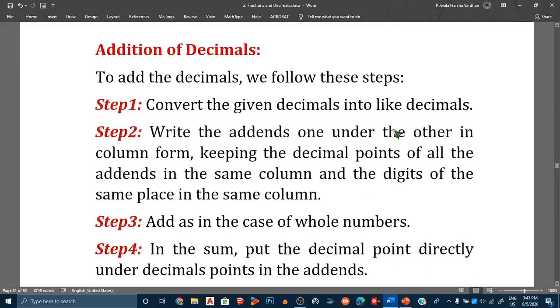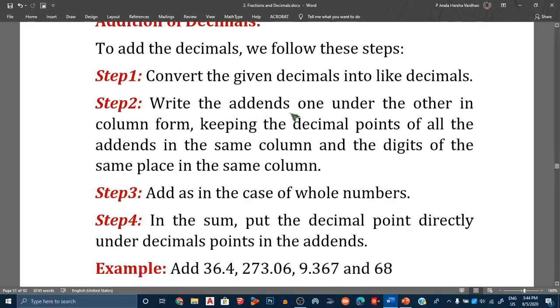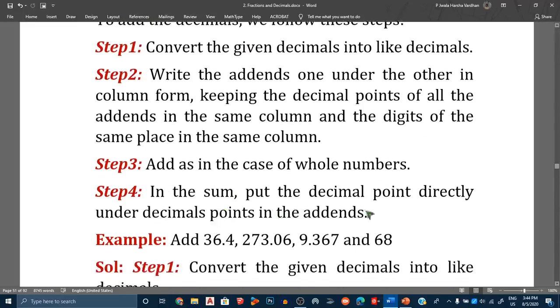To add and subtract the decimals, first you have to convert the given decimals into like decimals. To compare, to add and to subtract, you have to convert the given unlike decimals into like decimals. So that is the first step. Next, write the addends one under the other in column form, keeping the decimal points of all the addends in the same column and the digits of the same place in the same column. Next, add as in the case of whole numbers. So in the sum, put the decimal point directly under the decimal points in the addends.